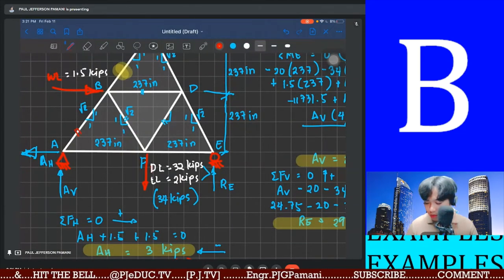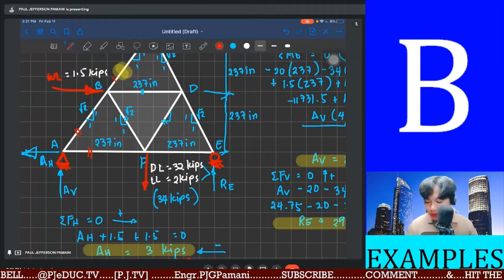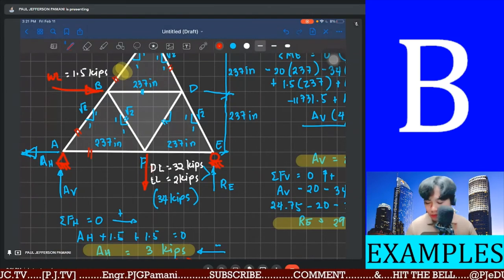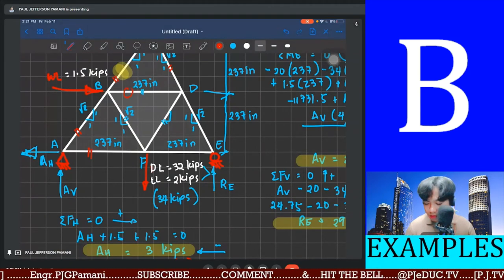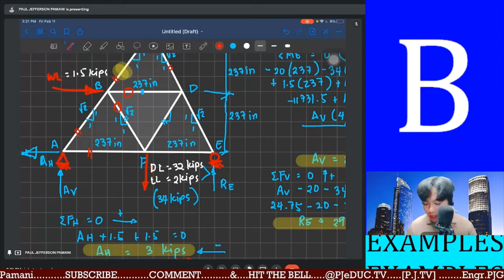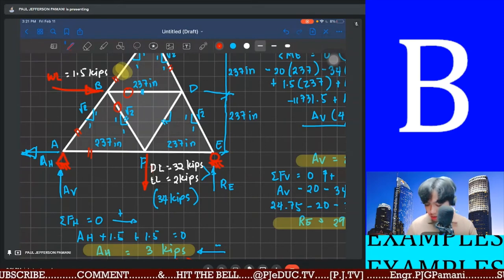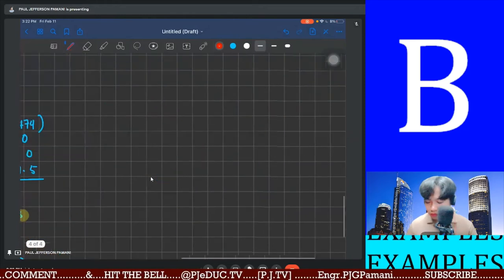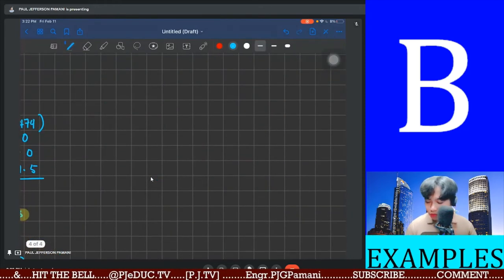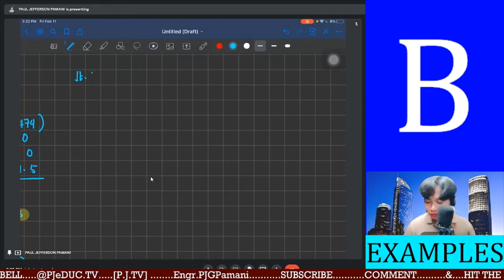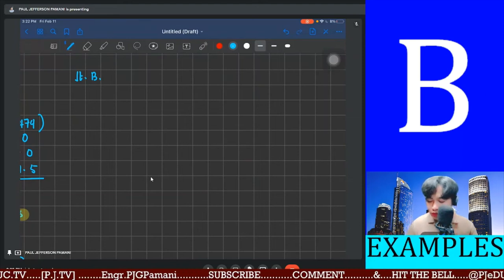So, nasolve na natin si member AB, AF, BC, CD. So, para matapos na, solve na rin natin itong dalawang member na to. BD and BF. Going to joint B. What are the forces applied at joint B?